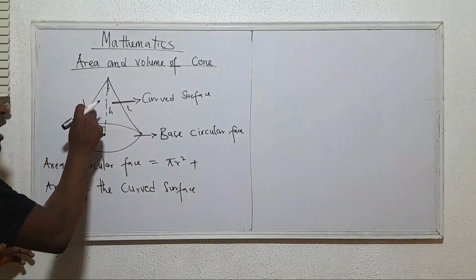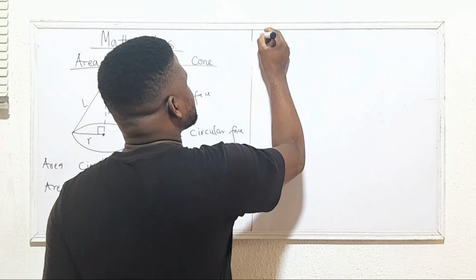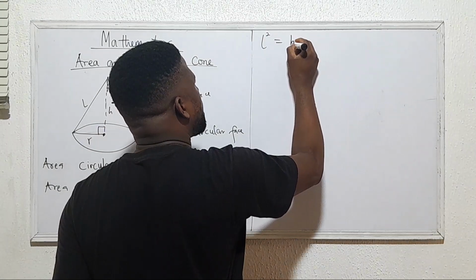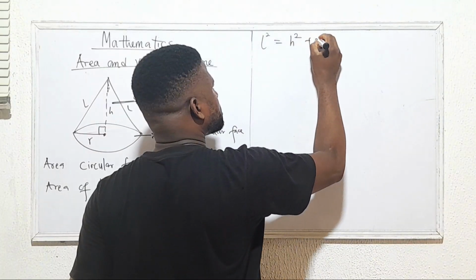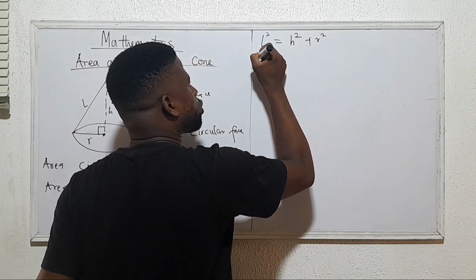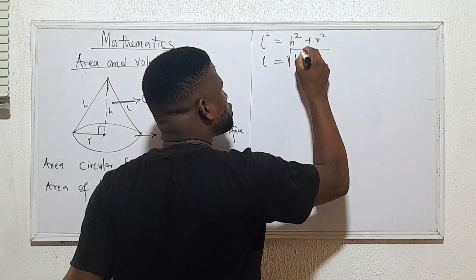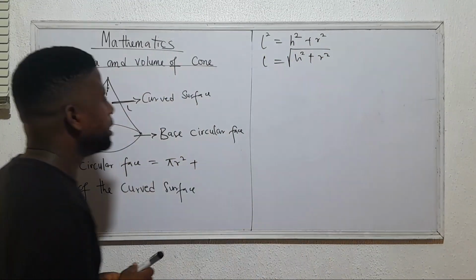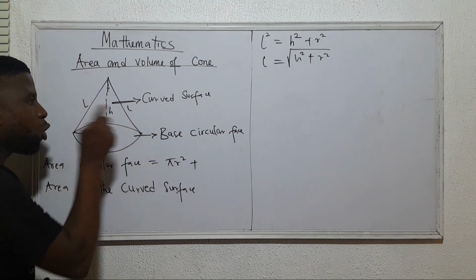Hypotenuse. So, to find the slant height of this triangle, we know that l squared is equal to the sum of the two other sides, which is the height squared, plus r squared. So that if you take the square root of both sides, we have l equal to the square root of h squared plus r squared. That is how to find the slant height of the cone.